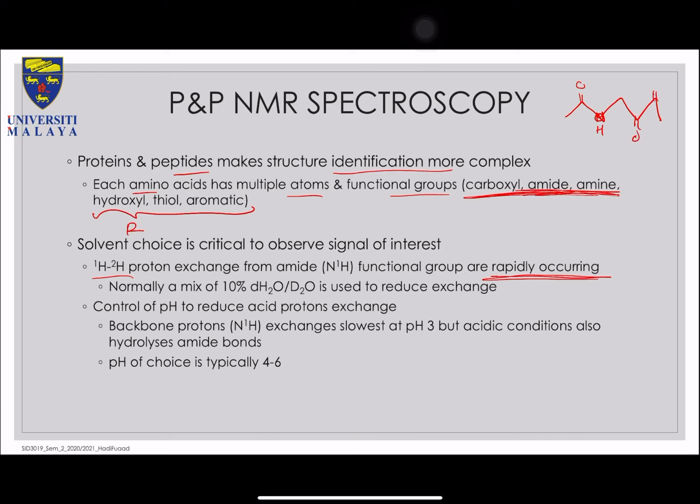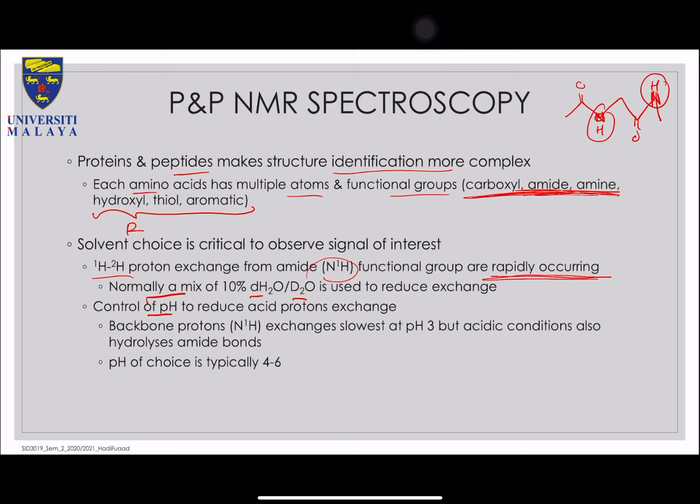Therefore, as best as you can, you want to see all this NH coupling, because with different NOESY and TOCSY, for example, you can identify one amino acid to another amino acid. So you want to see the signal. What you normally do, instead of using 100% deuterated solvent, is one critical difference between a normal NMR spectroscopy and peptide and protein NMR spectroscopy. You normally use a mix of about 10% distilled water and deuterated solvent. This is to reduce the exchange, so you will still be able to see the NH signal.